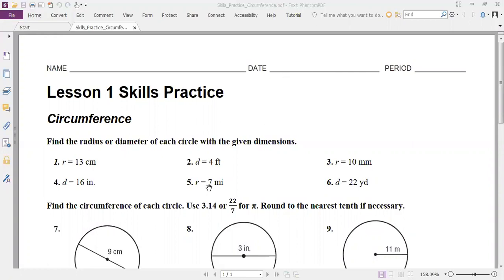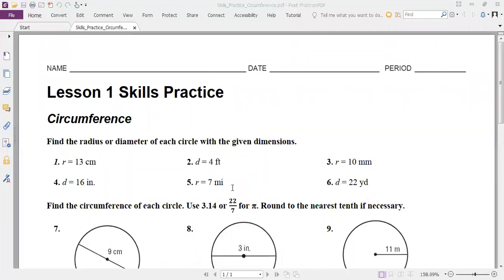Okay, read the next question. The radius equals 7 miles. This unit is called a mile. I need the diameter. What happens? 7 times 2, Yazid. If I make 7 by 2, Yazid, what does it equal?